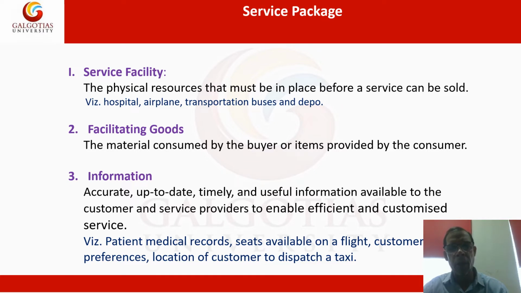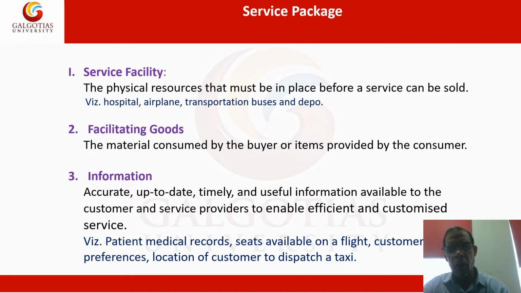Third is information. Information flows both ways. The customer provides some information to the service provider, and the service provider provides some information to the customer. If the information is not accurate or not timely, then your service delivery will also not be good. Take the example of a medical service. The patient goes to the doctor. If he does not provide correct, true, up-to-date information, the doctor may find it difficult to diagnose the disease. So the information flow from the patient to the doctor should be up-to-date, accurate, and timely.